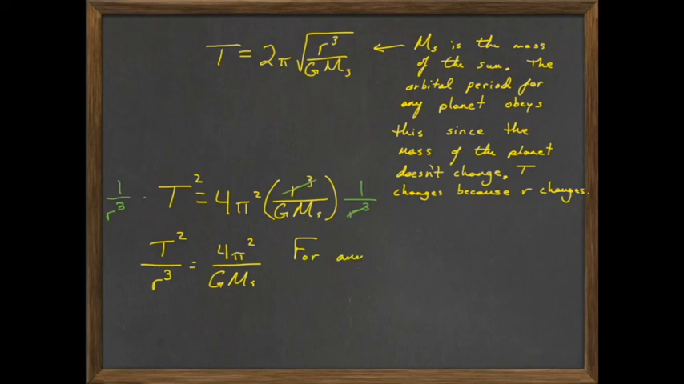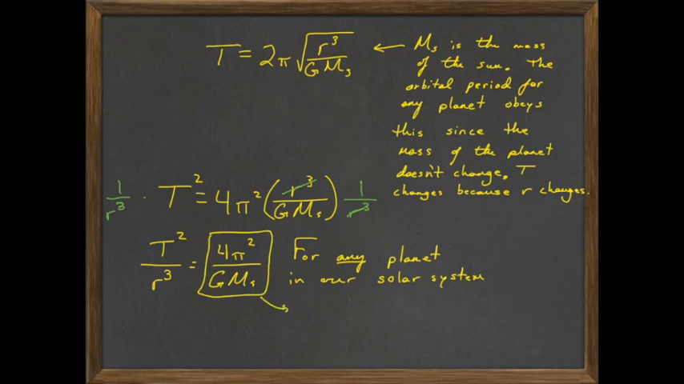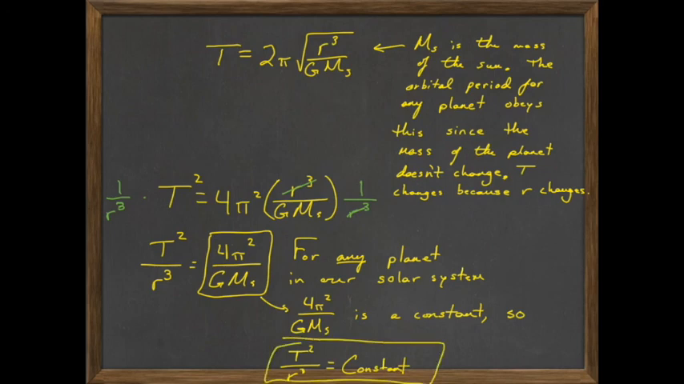Well, everything on the right side is a constant. The 4, the pi, the gravitational constant, and the mass of the Sun. All of these numbers are constant for any planet orbiting the Sun. That means that the ratio of the square of the orbital period to the cube of the orbital radius is in fact constant for any planet that orbits the same central mass. Okay, and so that is using Newton's laws to get Kepler's third law.